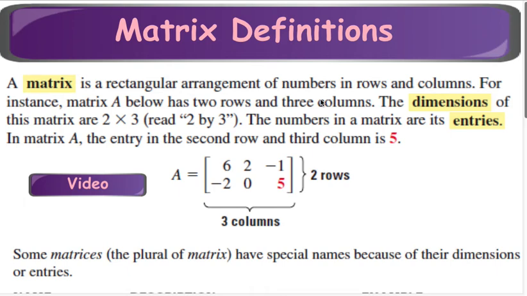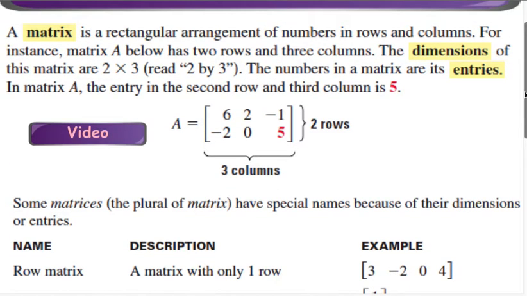All right, this is the introduction to matrices. Here is the definition of a matrix. A matrix is a rectangular arrangement of numbers in rows and columns. So what I would like you to write down is this example below. We have matrix A, and then we'll talk about its dimensions. So here is our matrix.